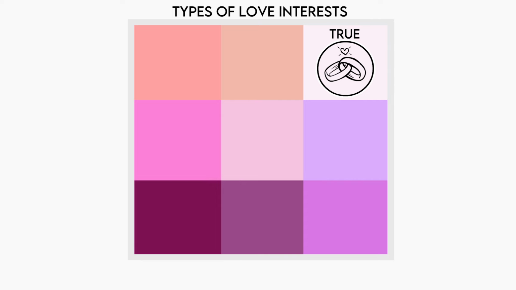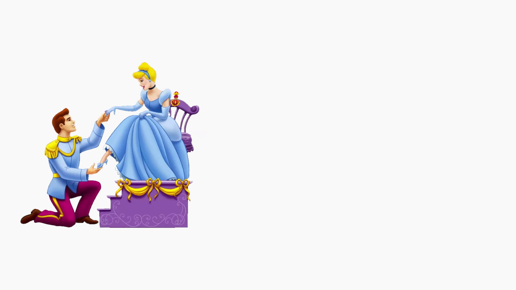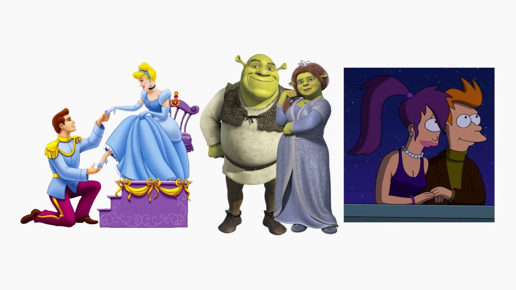Now, fictional stories that use this trope are probably not willing, nor are they made to explore that kind of complicated question. But we have to be careful that we don't get caught up thinking that there will only ever be one person made for us. Love doesn't need to be predestined for it to be true. Examples include Cinderella and Prince Charming, Shrek and Fiona, and Fry and Leela.